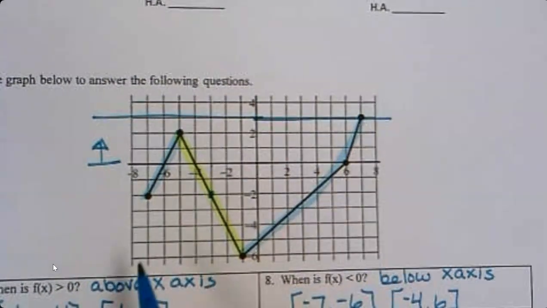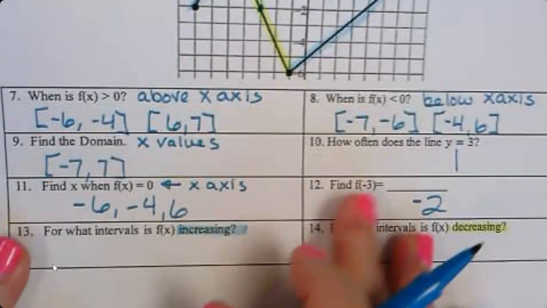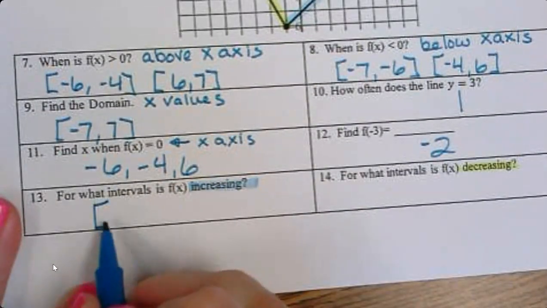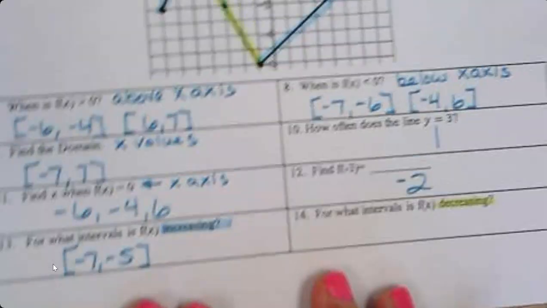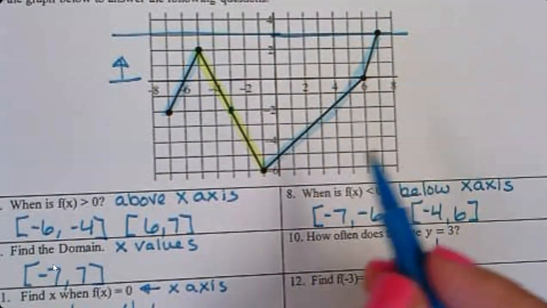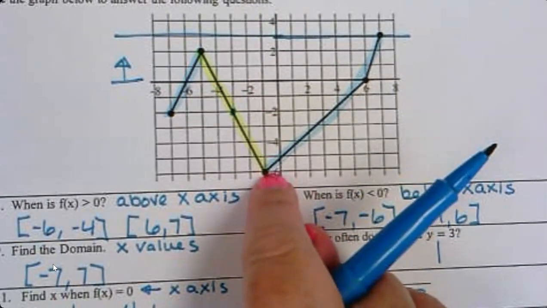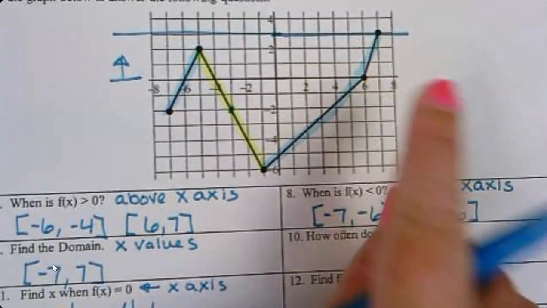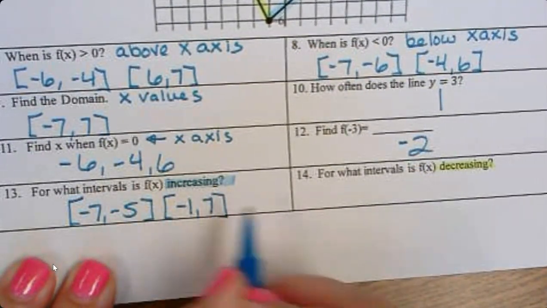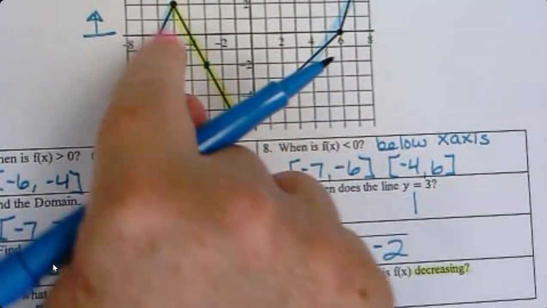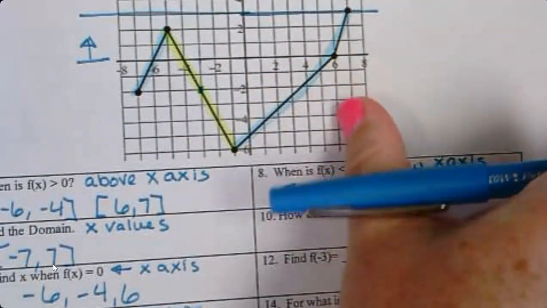So here, I'm increasing from -7 all the way to -5. And then I'm also increasing, I have this long line. So from, I almost said -6, be careful, -1 all the way up here to 7. So -1 to 7. And I'm decreasing here. So that's what value? -5 to -1.